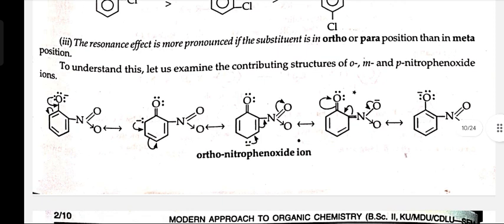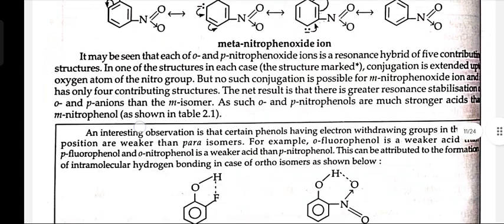Third, the resonance effect is more pronounced if the substituent is in the ortho or para position than in the meta position. To understand this, let us examine the contributing structures of ortho, meta and para nitrophenoxide ions.